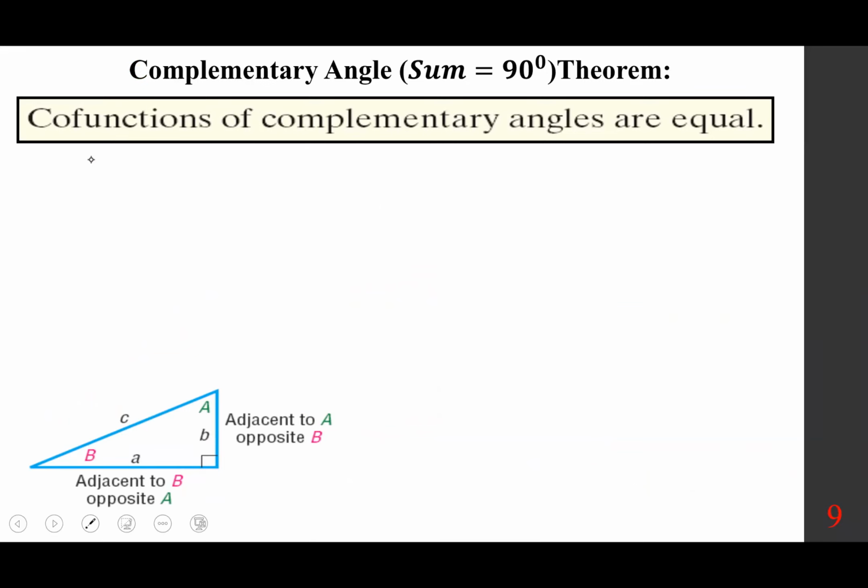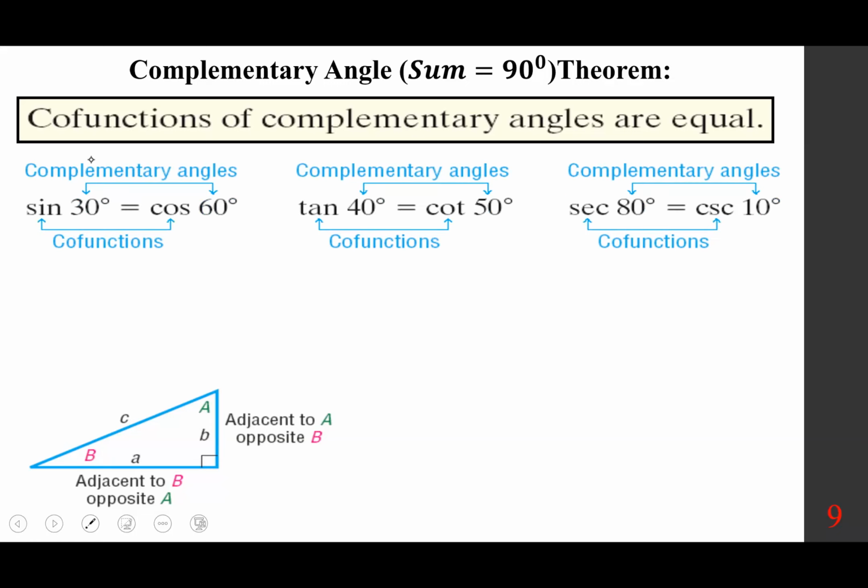Complementary angles, as it was mentioned before, the sum is 90 degrees. Co-functions of complementary angles are equal. In other words, the following. Sine of 30 is the same as cosine of 60. Notice these two numbers, they add up to 90. So sine and cosine are considered co-functions.